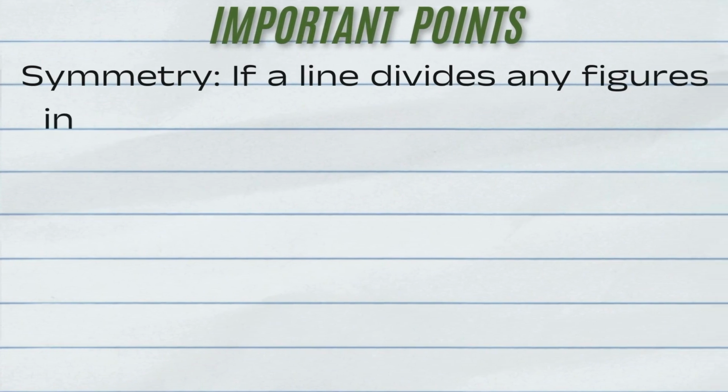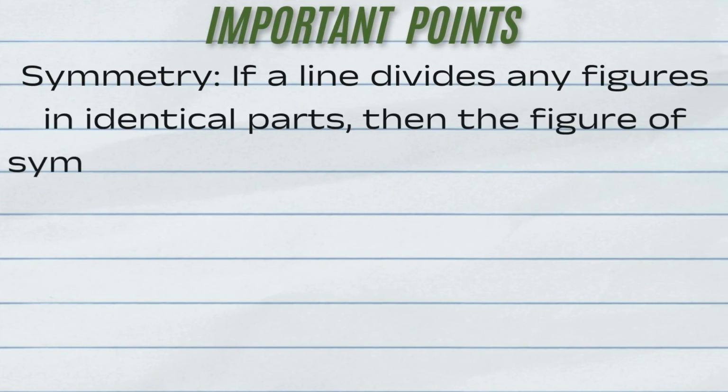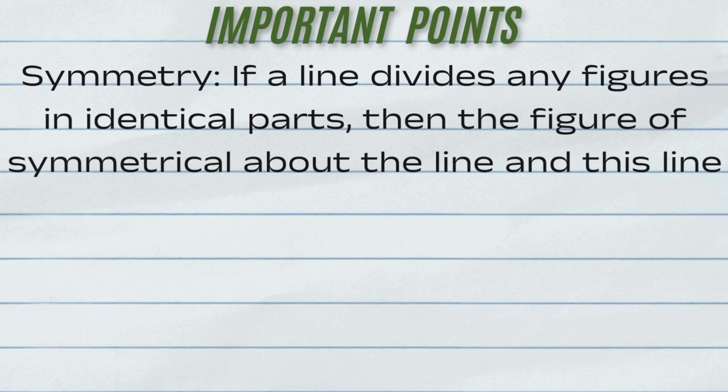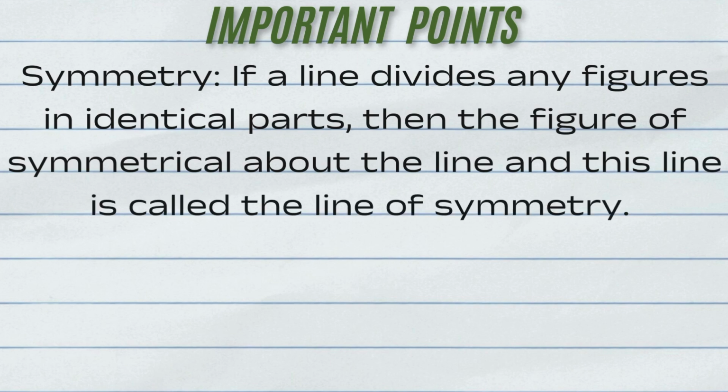Symmetry. If a line divides any figure into identical parts, then the figure is symmetrical about the line, and this line is called the line of symmetry.